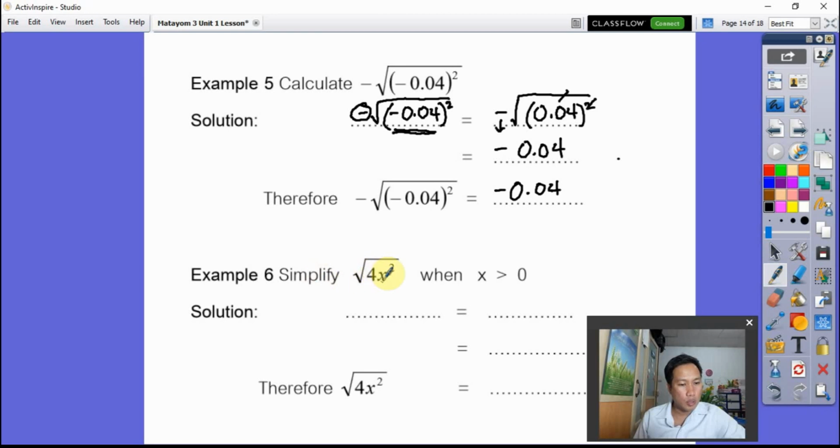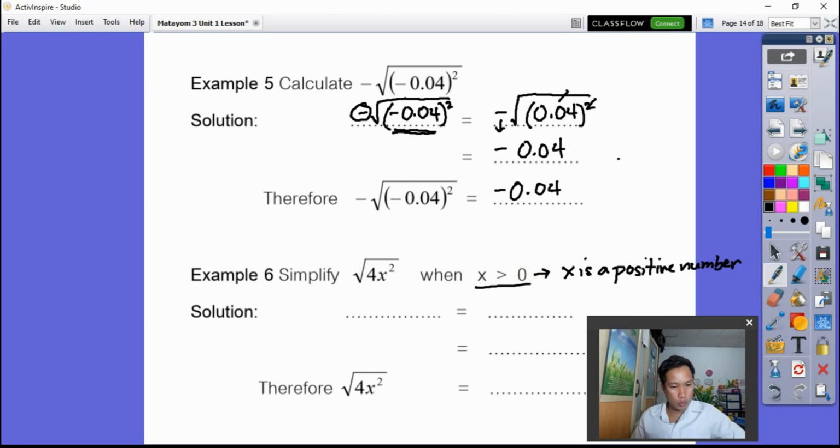Simplify the root of 4x squared when x is greater than 0. Okay, when you have x greater than 0, you learn in Matayom 1 that if a number is greater than 0, it's a positive number. So it means to say x can be any positive number. All right, so we don't need to put the absolute value sign. X cannot be minus or negative because your x here is greater than 0.